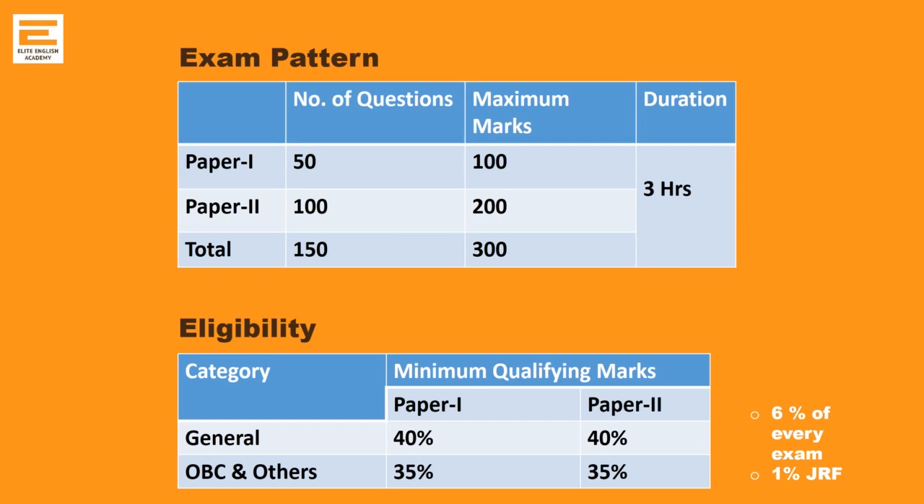Now let's discuss the exam pattern. Those who have written already are familiar with this; this is for the students who haven't appeared for the NET exam. There are two papers, paper 1 and paper 2. In paper 1, the number of questions is 50, and each question carries 2 marks, so totally 100 marks. Paper 2 has 100 questions, 100 into 2, 200 marks. So the total number of questions is 150 and the maximum marks 300.